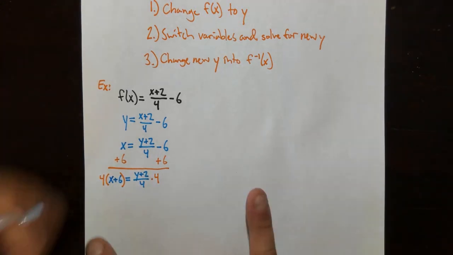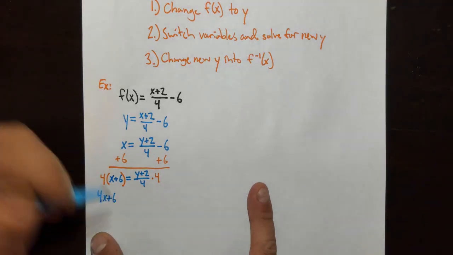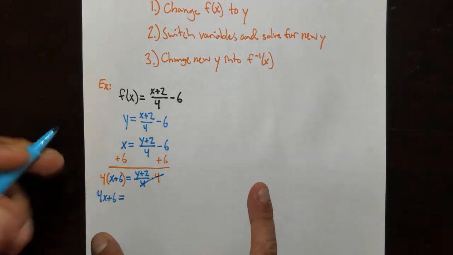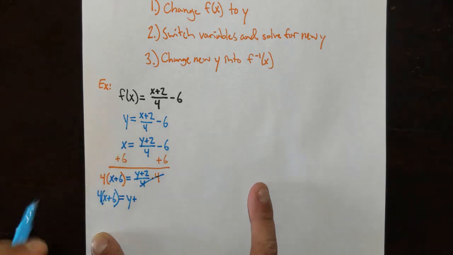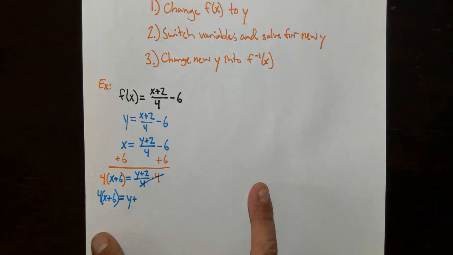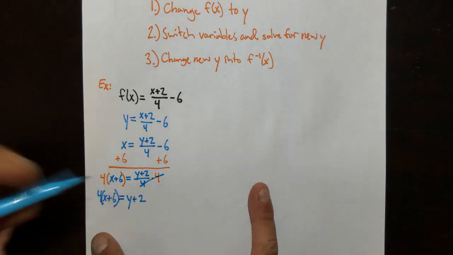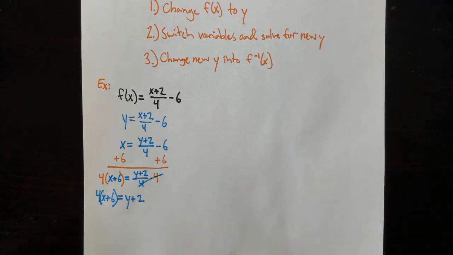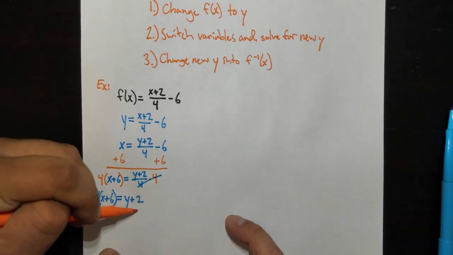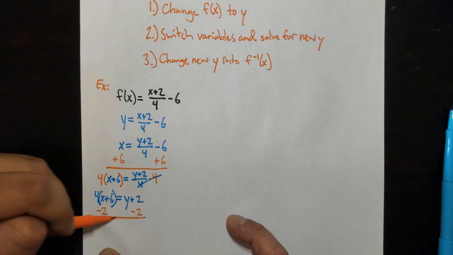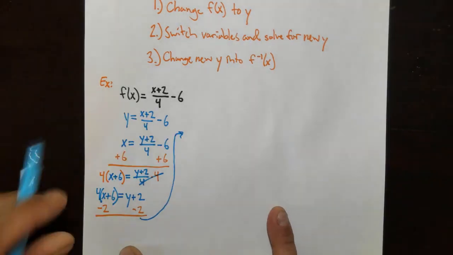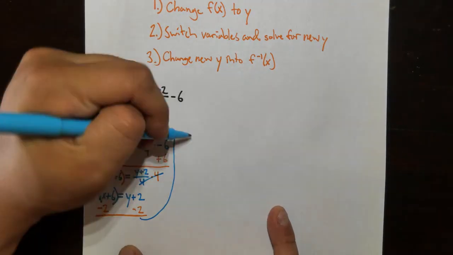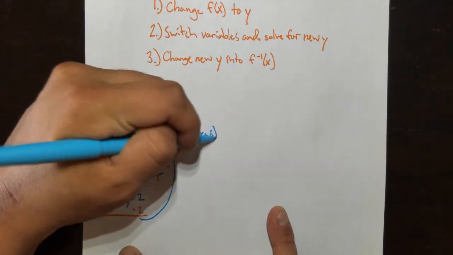So now we have 4 times (x plus 6) equals, and then this cancels, y plus 2. And then finally we want to subtract both sides by 2, and y will be by itself. I'm going to move this up here for sake of room. So we're going to have 4 times (x plus 6) minus 2 equals y.